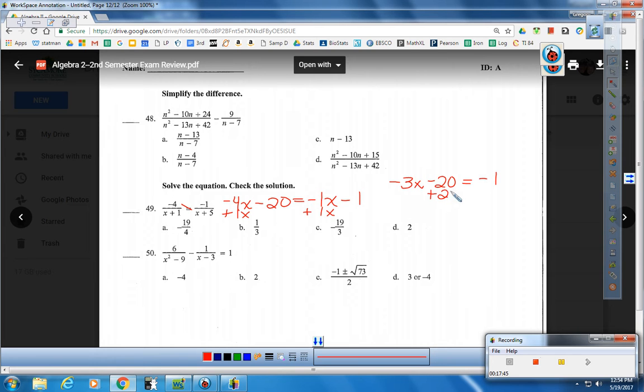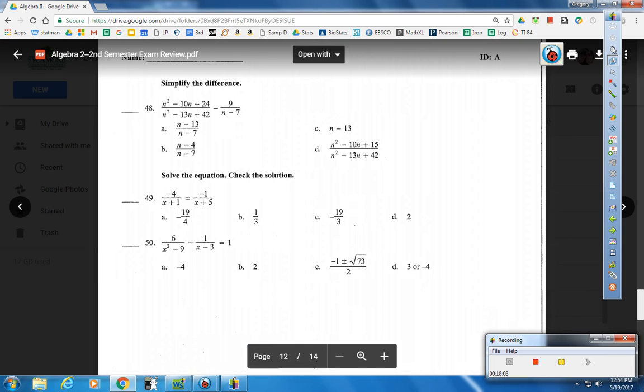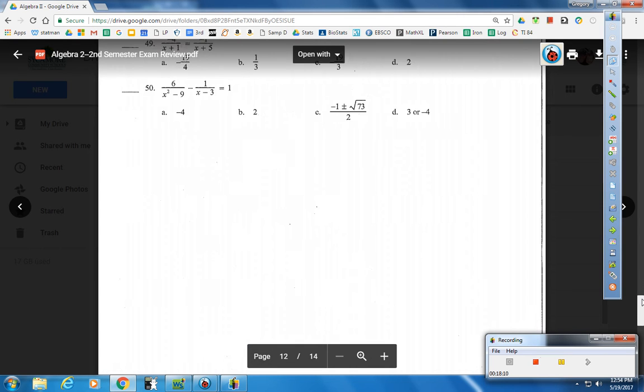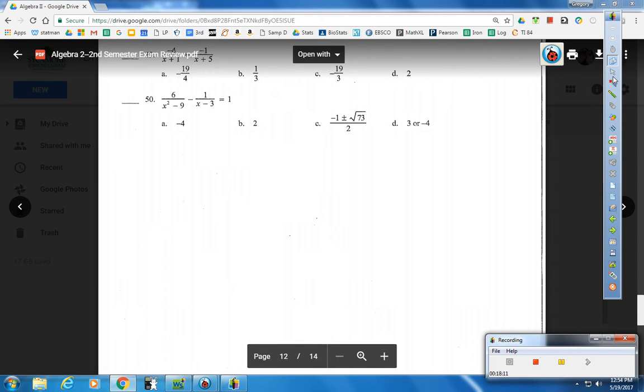I'll add 20 to both sides, and I'll get negative 3x is equal to 19. I'll divide that by negative 3. And I'll get x is equal to negative 19 over 3. So it looks like it is C. And the very last one requires a little bit more work, so I'll shift that down, give myself a little bit more space. All right, very last one, almost all done here.